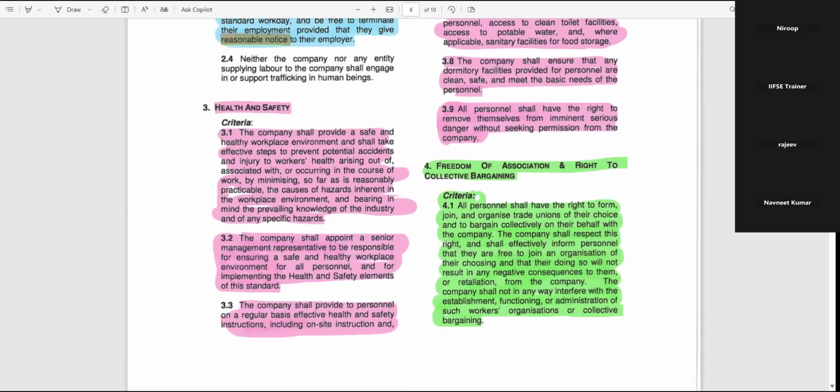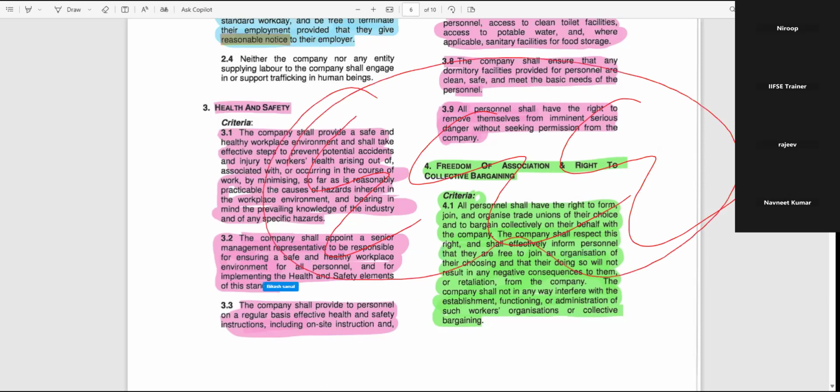Then we have the third requirement, which is health and safety. The company shall provide a safe and healthy workplace environment and shall take effective steps to prevent potential accidents and injury to workers' health arising out of, associated with, or occurring in the course of work by minimizing, so far as is reasonably practicable. It means the company has to provide all the legal requirements, or health and safety requirements, to the employees.